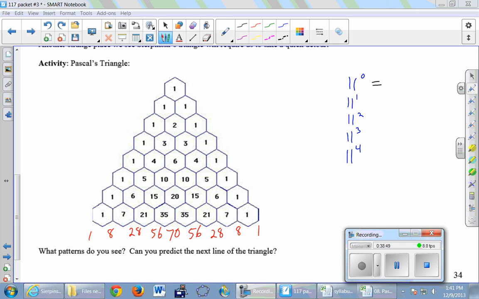Feels like it should be 0, but it's 1. It's kind of a weird definition, but any number to the 0 is 1. How much is 11 to the first? That's just 11. That's easy. 11 squared, some of you probably know. 121. Okay, 11 cubed probably nobody knows, but we can type it into the calculator.